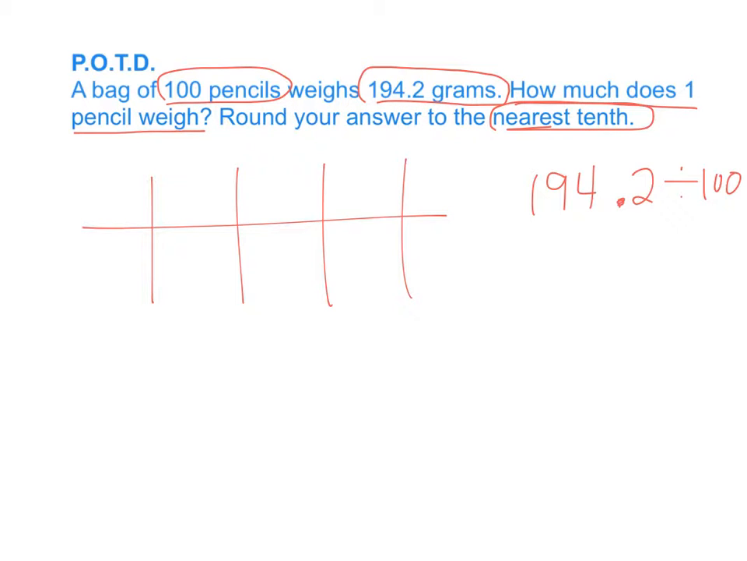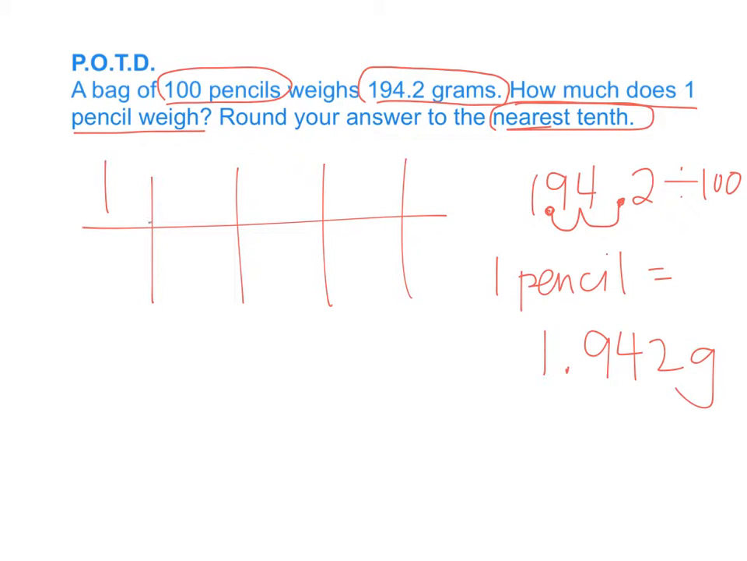Now, when I divide something by 100, I could either move the numbers, the digits themselves, or I could move the decimal point. Which one should I do, Aditya? The decimal point. Okay, if I'm dividing, do I move the decimal point to the left or to the right? How many spaces? 2. Okay, so if I move it 1, 2, that means that one pencil weighs 1.942 grams. Okay, so Kevin, you were saying I need to put that number on a place value chart, huh?